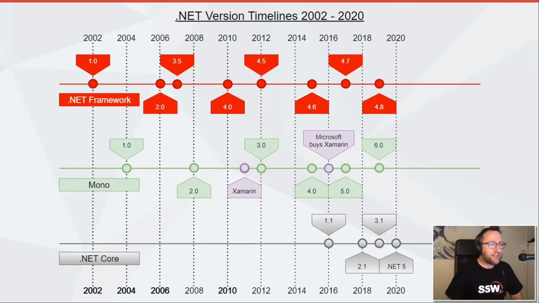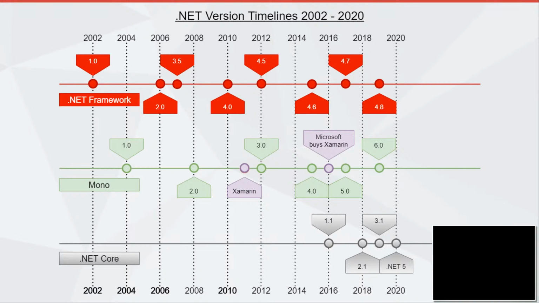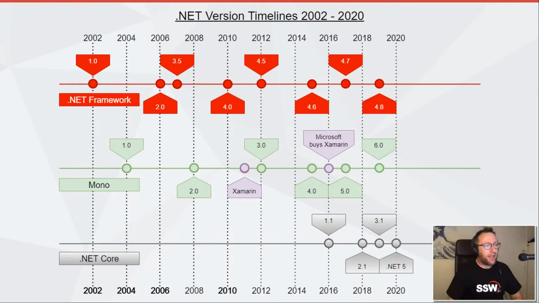So to help visualize the current state of play, I've plotted out a timeline with a whole bunch of things on it. Something else I've added to this timeline is the Mono framework. What I want you to see here is that .NET Core hasn't been around that long and isn't going to be around that much longer. It's got a pretty short but beautiful history, whereas the .NET Framework has been going on for nearly 20 years. And what's interesting is the Mono framework has been running for almost that long.